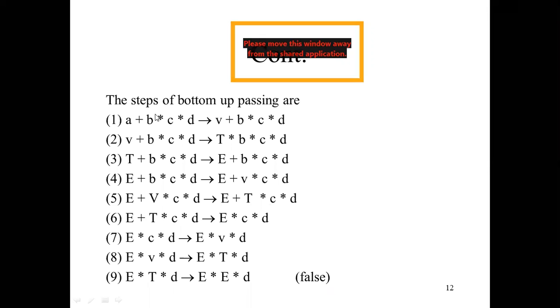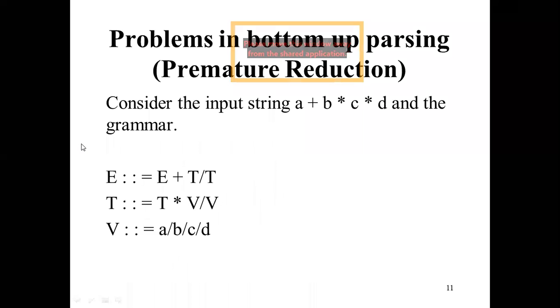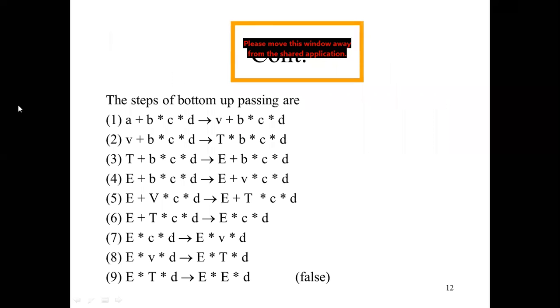We started from the given input string, but we will achieve only a single E here. What must we get in the answer? Capital E only. Just we are starting from the input string, but the answer should come as only a single E. But in this case, you are unable to get a single E. You are getting here E star E star E. You are unable to get the single E.